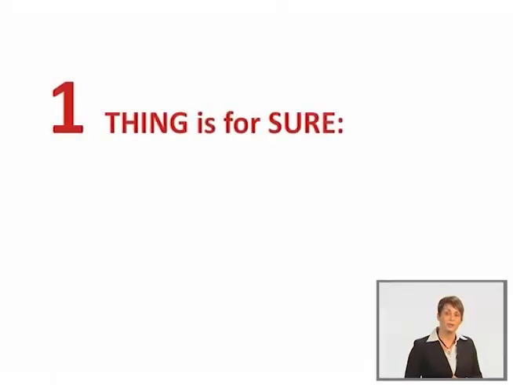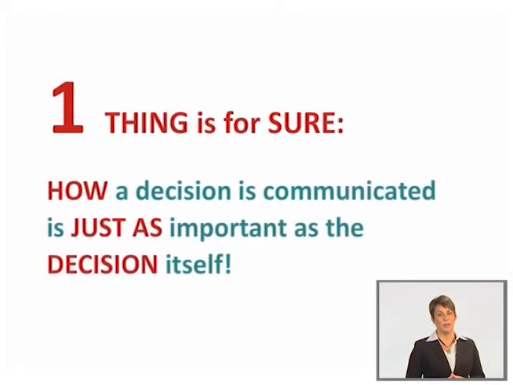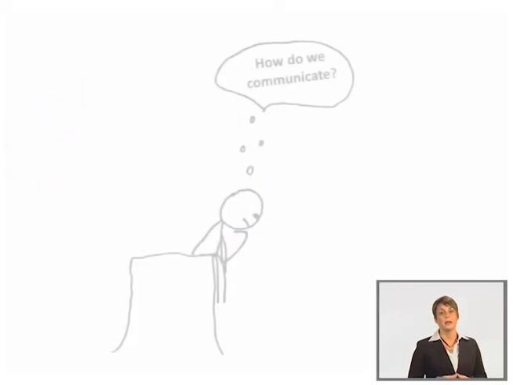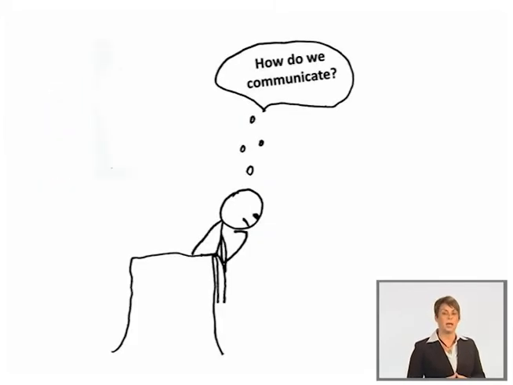One thing is for sure, how the decision is communicated is just as, if not more, important than the decision itself. People may not always agree with the decision, but they are more likely to accept it if they understand how it was made and why. Think about how decisions are communicated in your school. What works? What doesn't? Is this an area that can be improved?